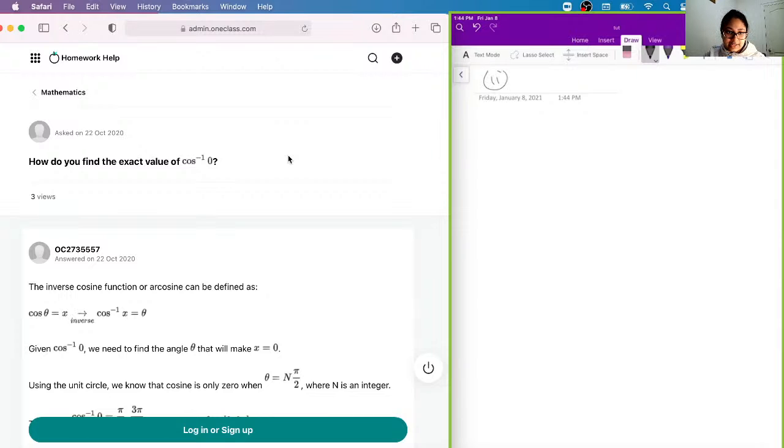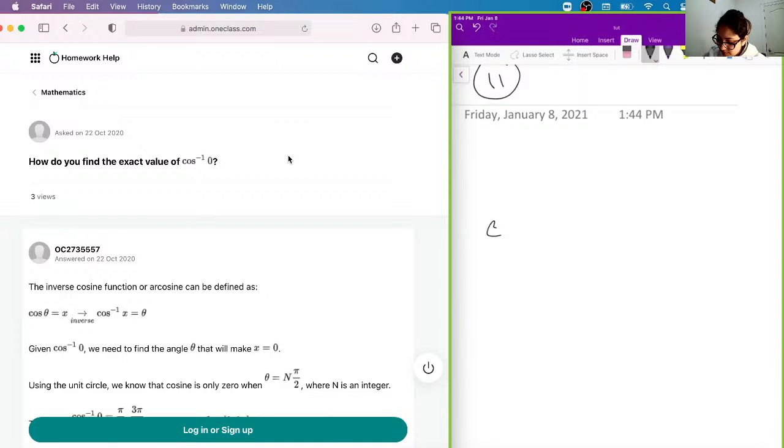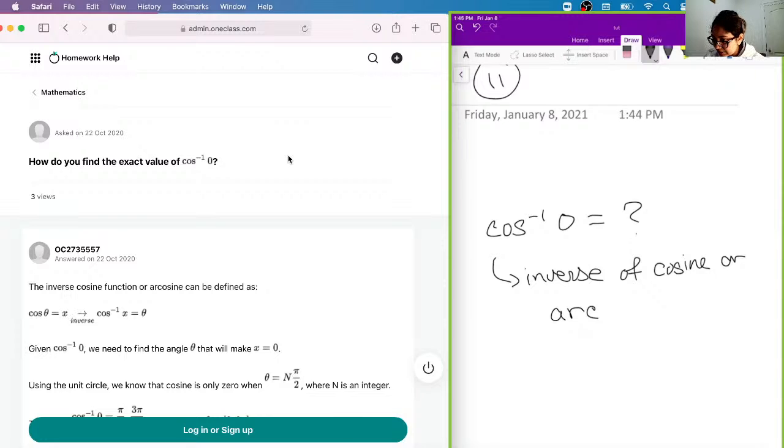How do you find the exact value of cos inverse of 0? So that negative 1 means the inverse. So cos inverse of 0 is equal to, basically the inverse cosine, or it's also called arc cosine.